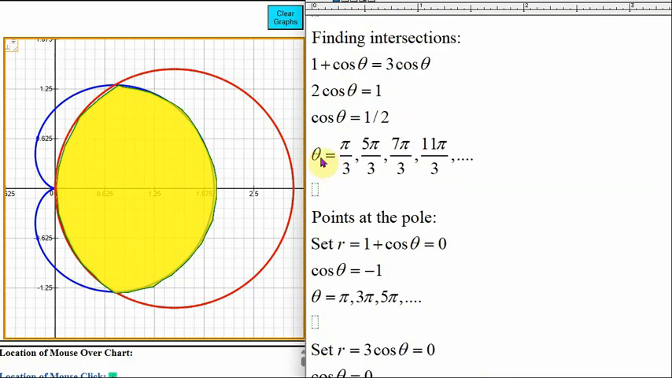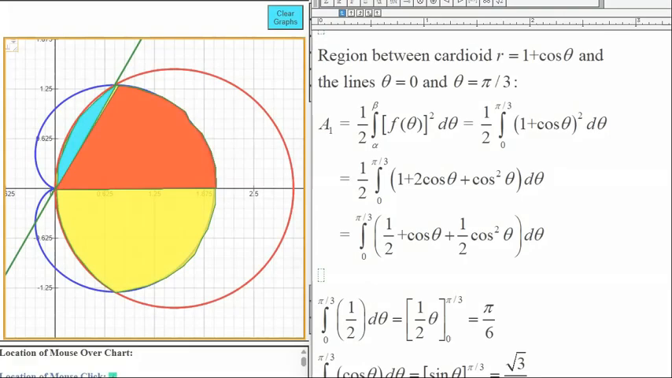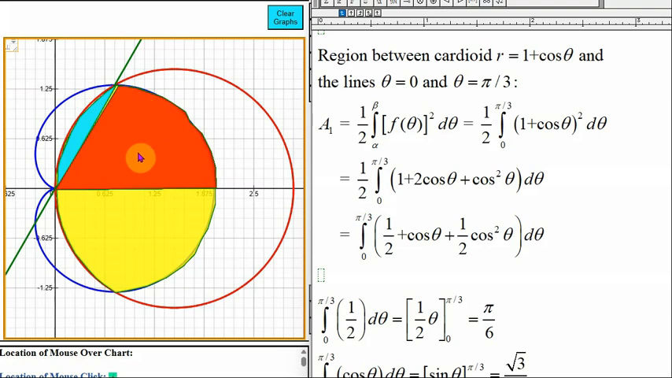Now let's graph the line theta equal to pi over 3 and see if we get this point of intersection here. The line theta equal to pi over 3 goes through this point of intersection right here. So now let's find the area of this region right here.